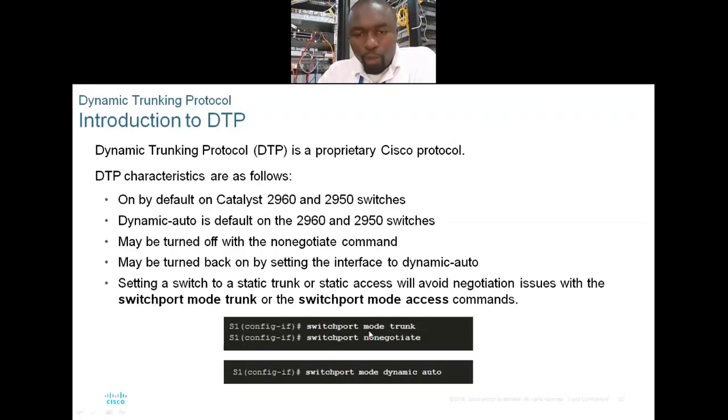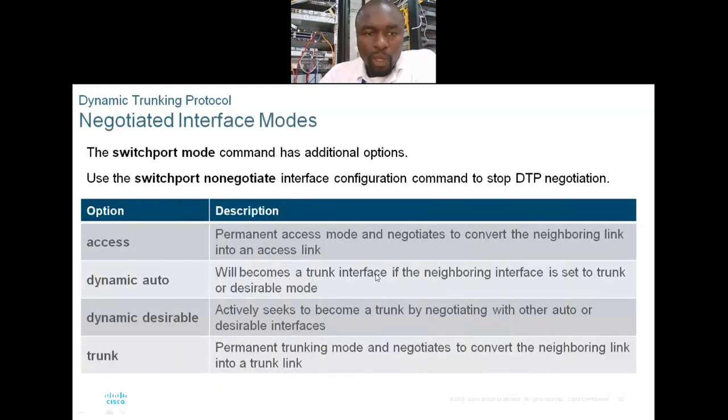So, if I enter switch 1, switchport mode trunk, switchport nonegotiate. So I'm removing the auto negotiation, I'm removing the dynamic, the DTP, whatever. So I'll now say switchport mode dynamic auto. That is if you want to enable it. All right. And now let's look at this description.